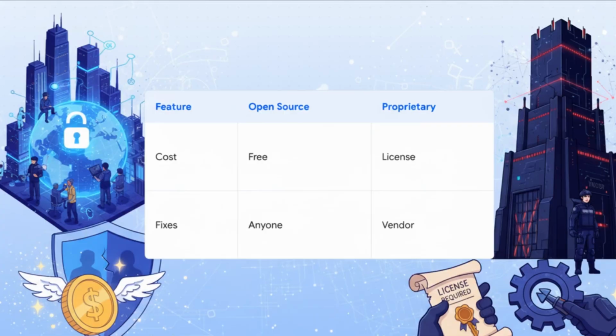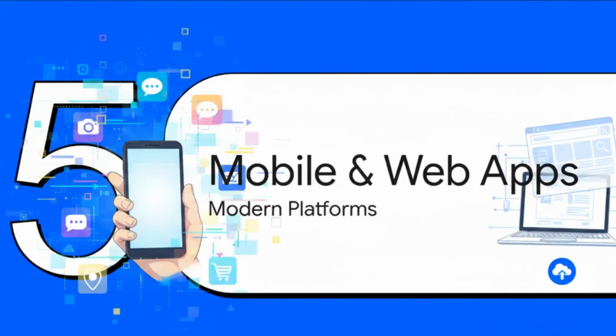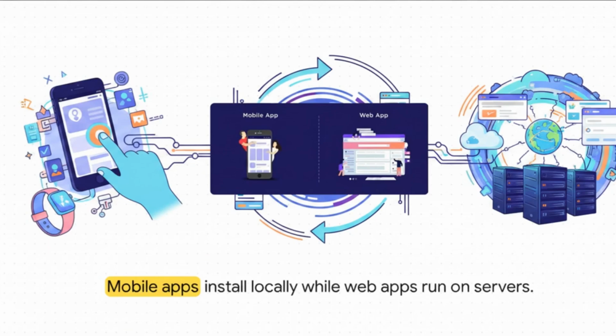official fix. Finally, let's wrap up with part 5, mobile and web apps. Over the last decade or so, we've witnessed a massive shift in how application software is actually delivered to us. First, mobile apps. These get installed directly onto your phone or smartwatch, and they're specifically designed to tap into your device's unique hardware, like the GPS, the camera, or the touchscreen.